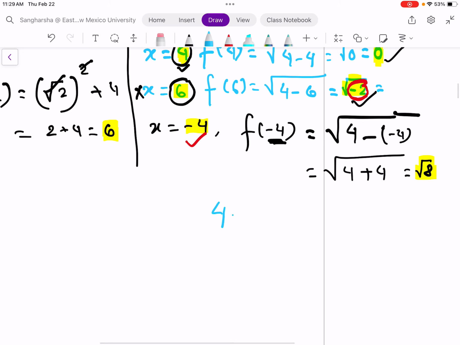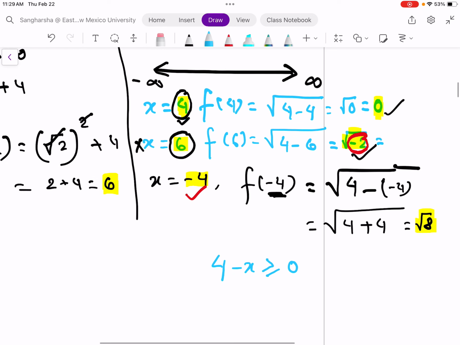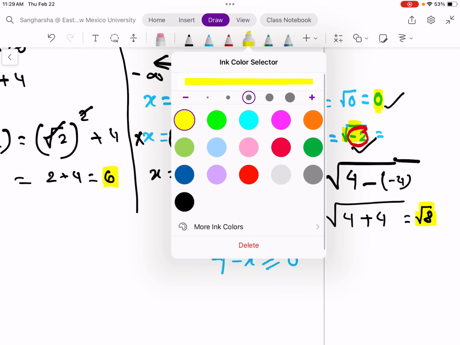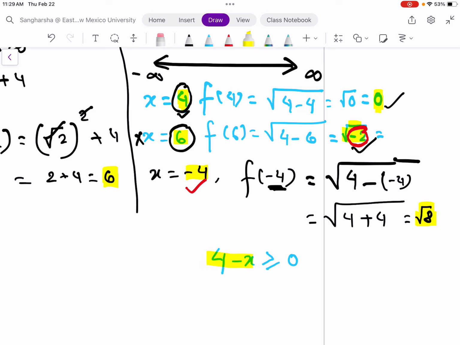This has to be greater than or equal to 0. Then only we can find the real output. Okay, so if you have a square root function, you just write down whatever you have under the radical sign. We have 4 minus x greater than or equal to 0 every time. Now if you have a number under the radical that is 0, then we can know that is 0. If you have a positive, then we can find the real number.